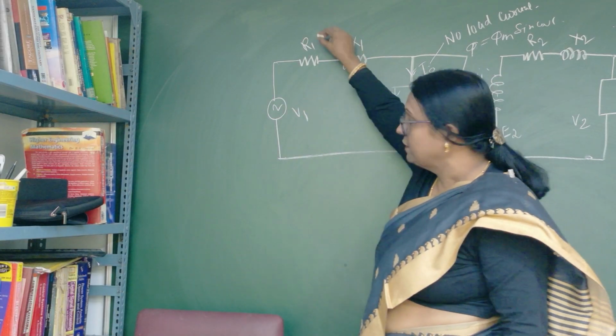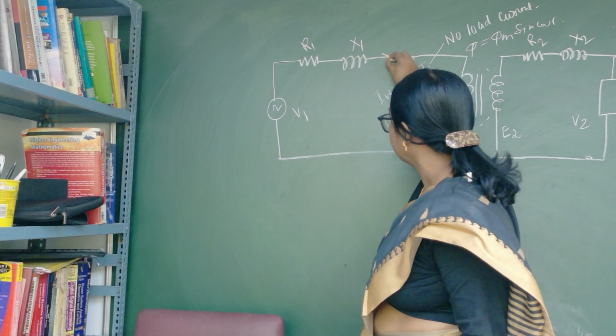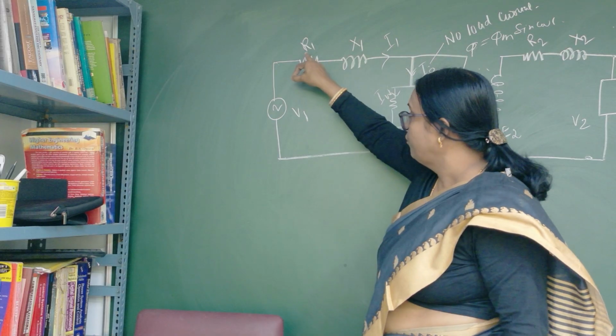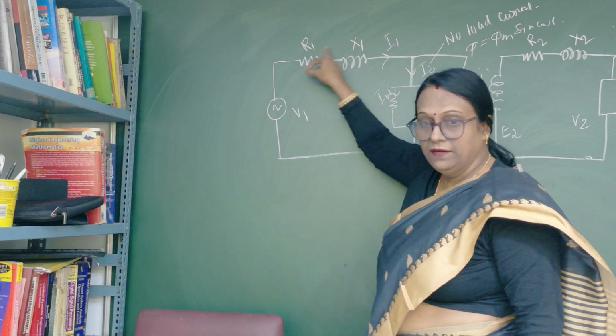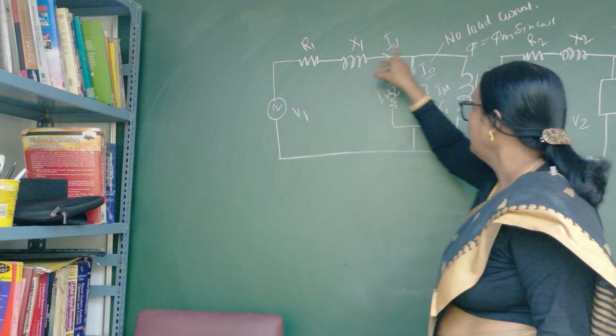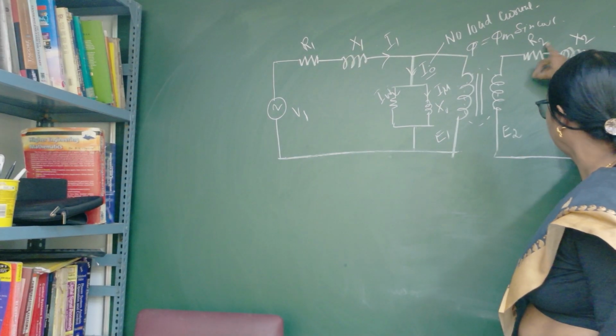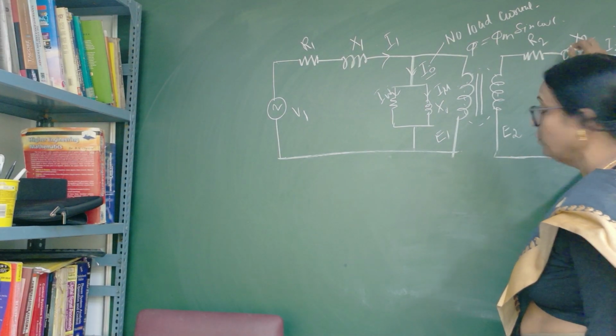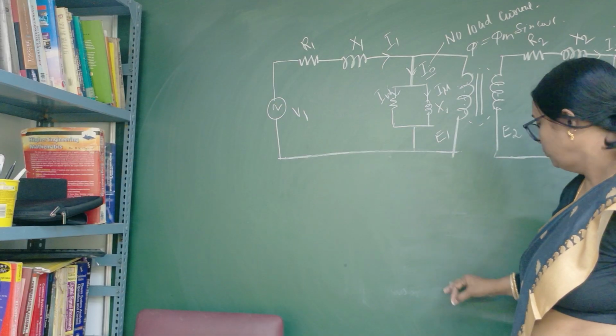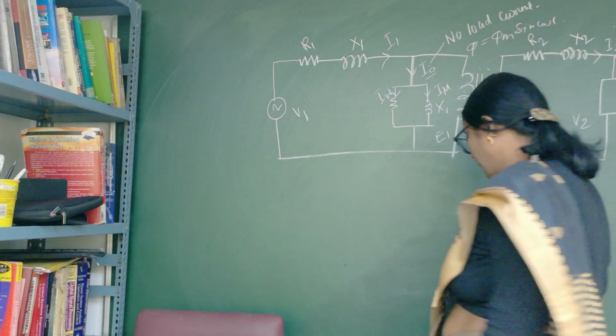So the drop is I1 R1. As this current is I1, in the primary side the drops are I1 R1 and I1 X1. In the secondary side, the drops are I2 R2 and I2 X2. So how to draw this phasor diagram?